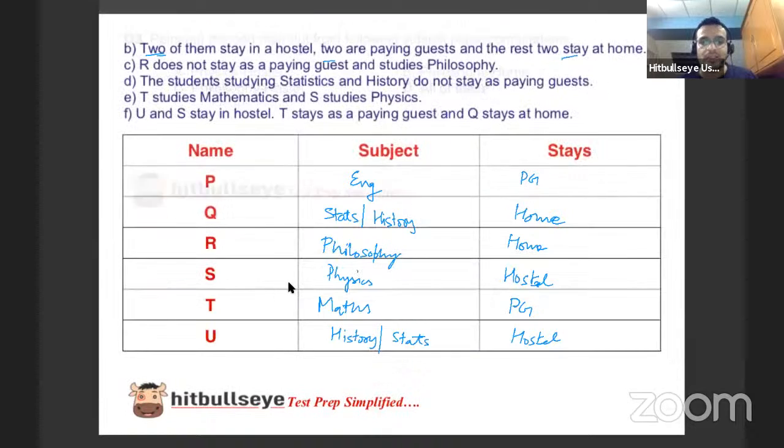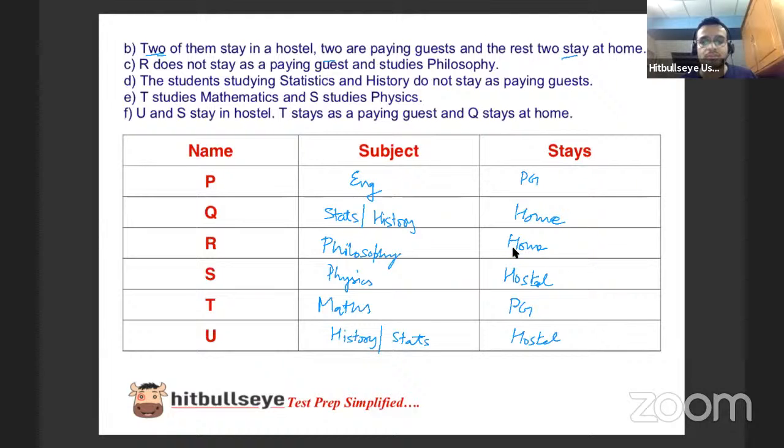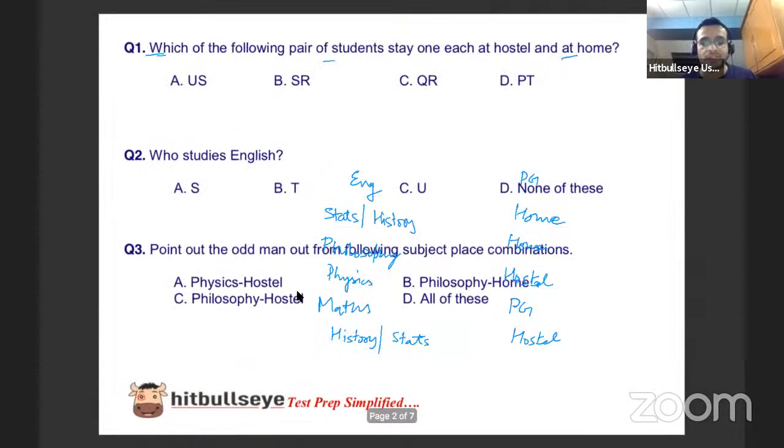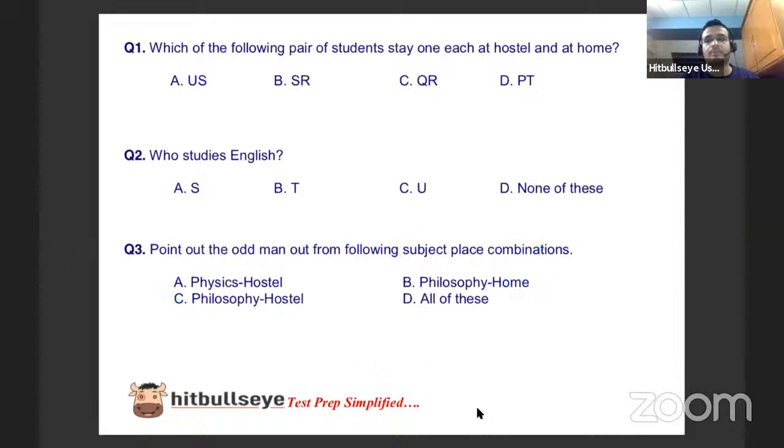So C, philosophy hostel is the incorrect answer and odd one out. So C is the right answer. No worries, Shivika. Again, let's not jump the gun. Let's go step by step and solve all of them in order.